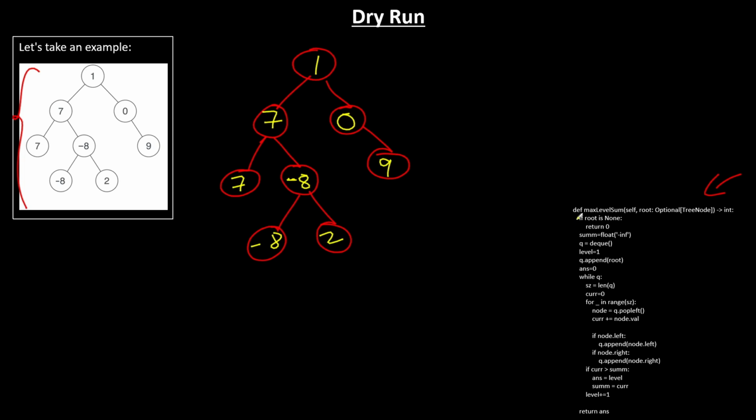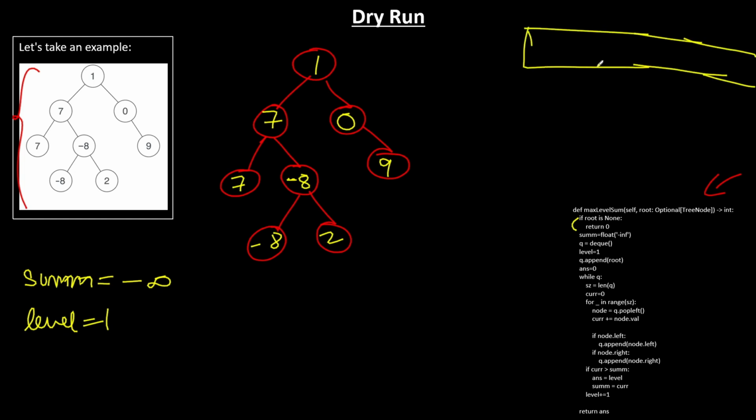The first thing we check is if the root is none. It is not none, so we don't return anything. In the sum variable, let me write it here, we have some negative value, let it be minus infinity. And we have the level variable, which is one, and we have the root. Let me draw the queue here, it will be much better to look at. Then we have the answer variable set to 0. So level is done, this is done, and in the queue we initially appended one.